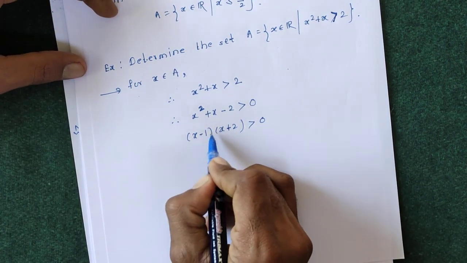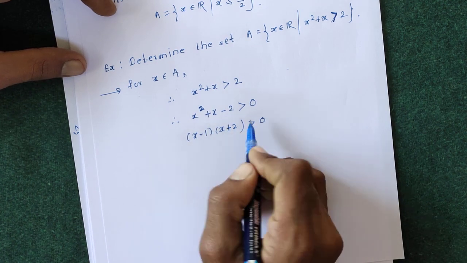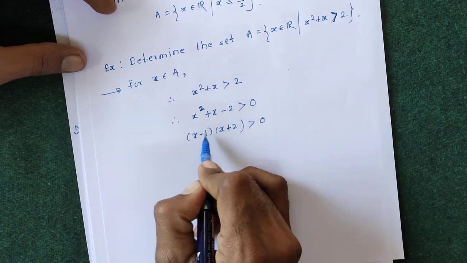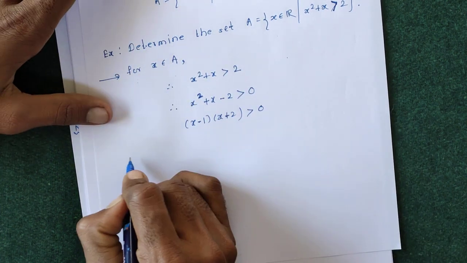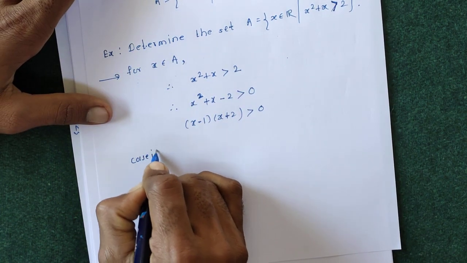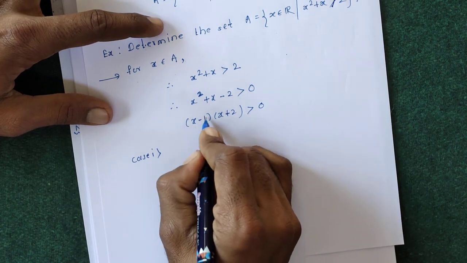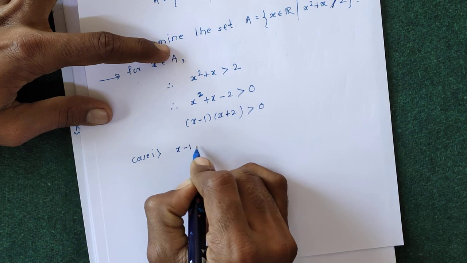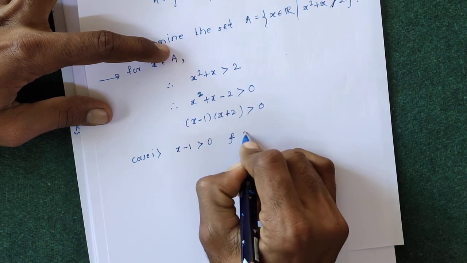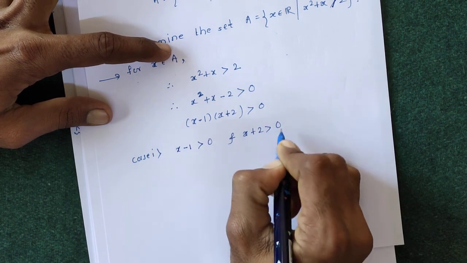First possibility is a is greater than 0 as well as b is greater than 0, and the second possibility is a is less than 0 and b is less than 0. So we will take two cases. First case is this number is greater than 0 and this number is greater than 0. First case, consider x minus 1 greater than 0 and x plus 2 greater than 0.